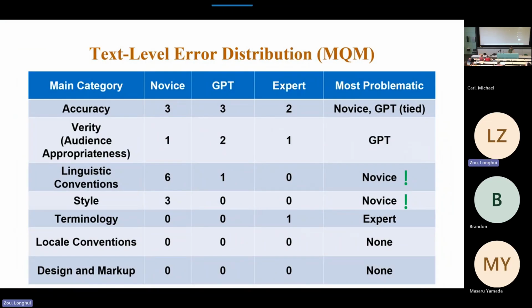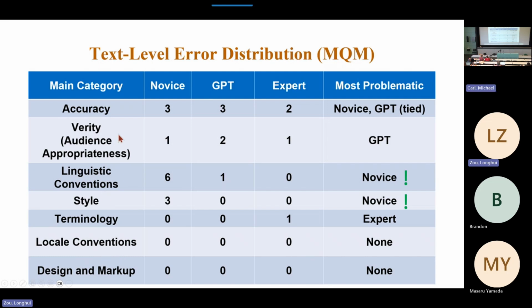So yes, I will start from Brandon. Brandon annotated the MQM-based manual annotations. So I conducted the text level error distribution analysis and identified errors falling into five main categories: accuracy, verity, which we also call audience appropriateness, linguistic conventions, style, and terminology. The other two main categories don't have any error occurrences.